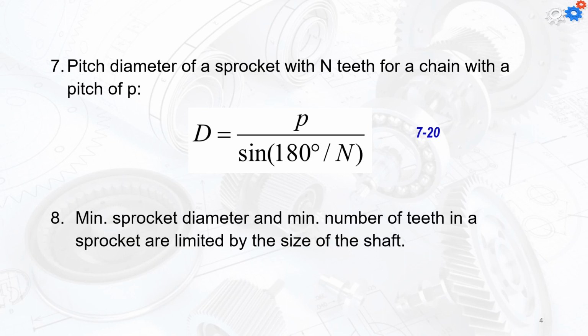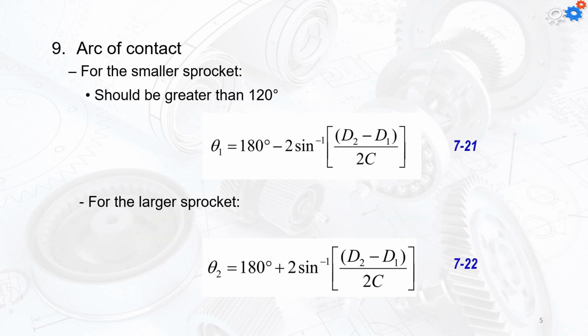The minimum sprocket diameter and the minimum number of teeth in this sprocket are limited by the size of the shaft. The arc of contact in the chain is equivalent to what we call the wrap angle in the case of belts and pulleys. For the smaller sprocket, it should be greater than 120 degrees, and the angle can be calculated by using equation 7-21. For the larger sprocket, theta 2 can be calculated by using equation 7-22.